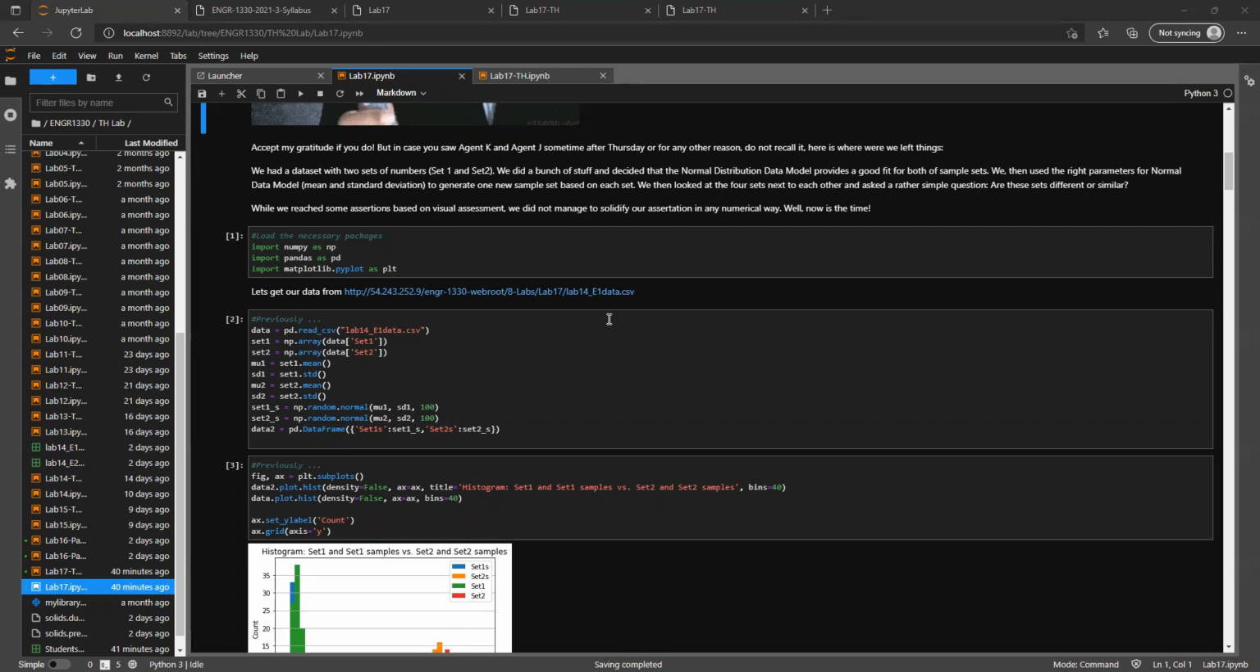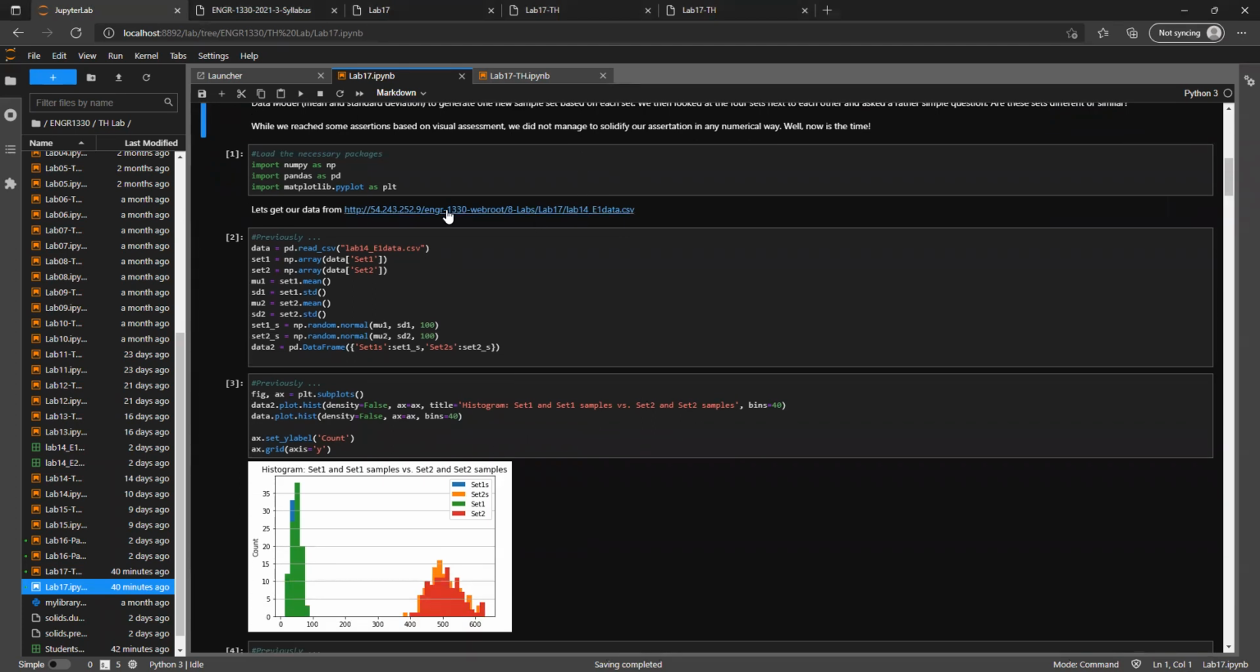We then looked at what we had and we're asking a simple question. Are these sets different or similar? This is the $1 million question right here. So let us continue with that process. We have the data here. It should be the same one still. It looks kind of like this.